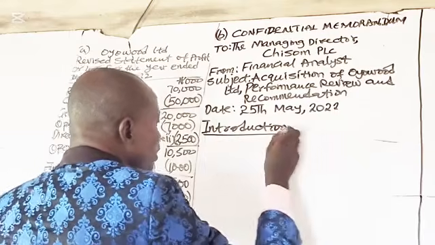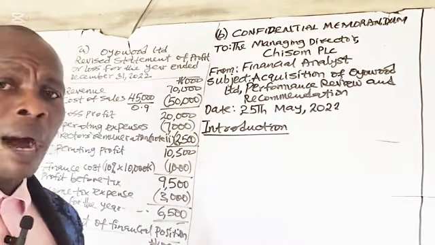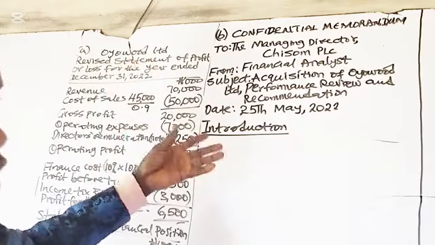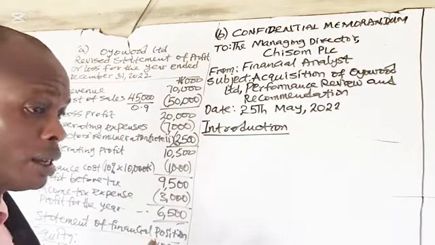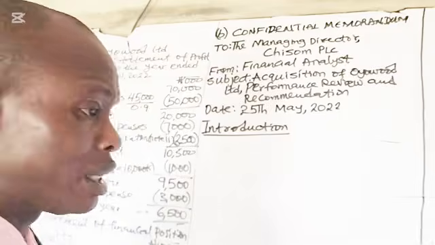Your introduction must start with the company. What do you know about Oyo Wood Limited? Oyo Wood Limited is a retailing company which is owned and managed by the same family.